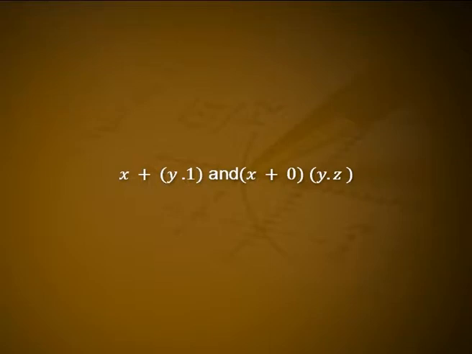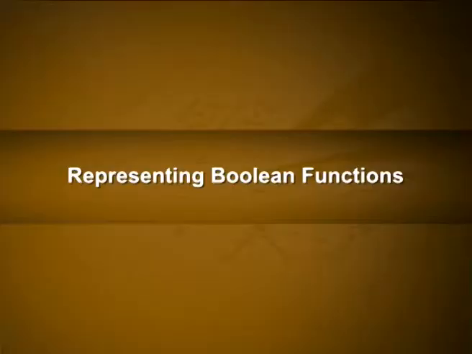The duals are x plus y dot 1 and x plus 0 into y dot z respectively. Duality principle: an identity between functions represented by Boolean expressions remains valid when the duals of both sides of the identities are taken. This result, called the duality principle, is useful for obtaining new identities.